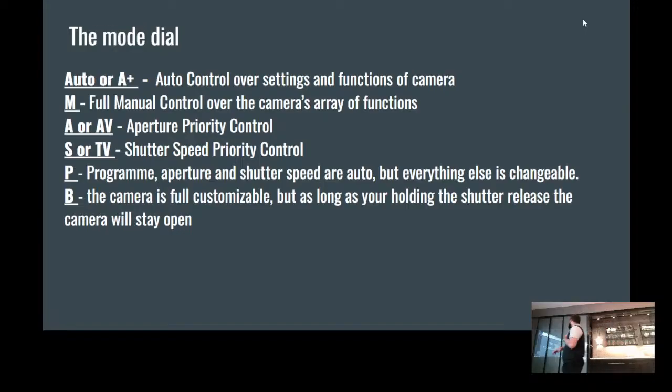Now B is an old one, but you still might see it, that's bulb. That basically means that the camera's fully customizable, but as long as you're holding the shutter or until you click it again, that shutter is going to stay open the whole time. We use that for long exposure photography, which I won't get into, but if it is something you're interested in, I'd highly recommend watching some videos on how to do it, so that way you can get really amazing photos, especially of nature or stars or planets. Those are really fun.